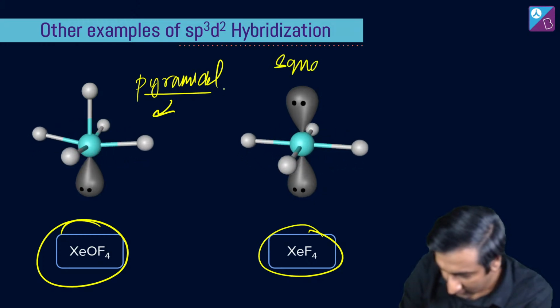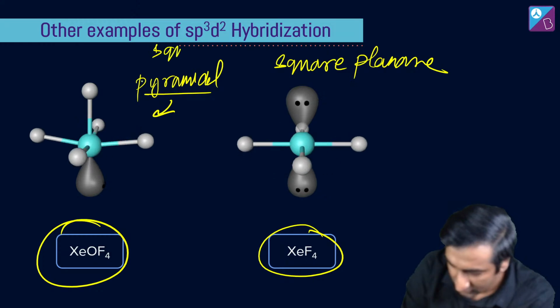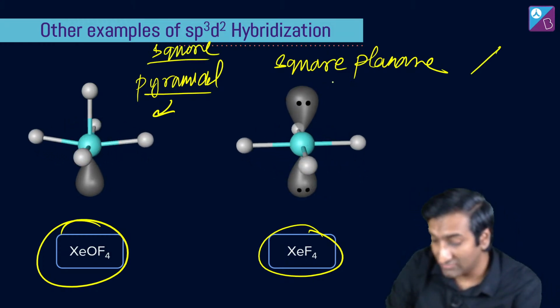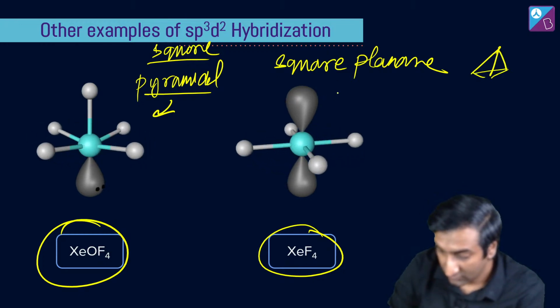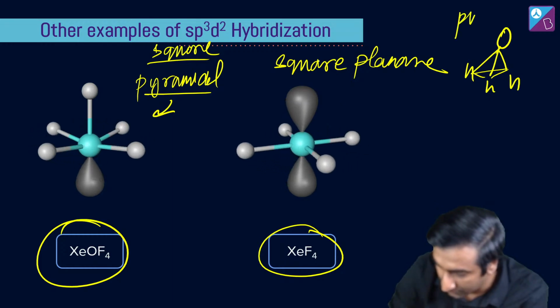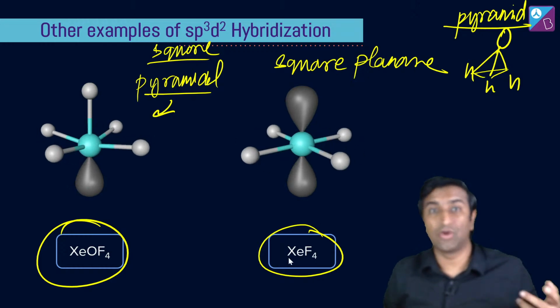This is square planar and this is square pyramidal. Why square pyramidal? Because you remember H3O+, if this is O and these are H and H, this was pyramidal. Normally a pyramid, like the pyramid of Giza or whatever else, right?